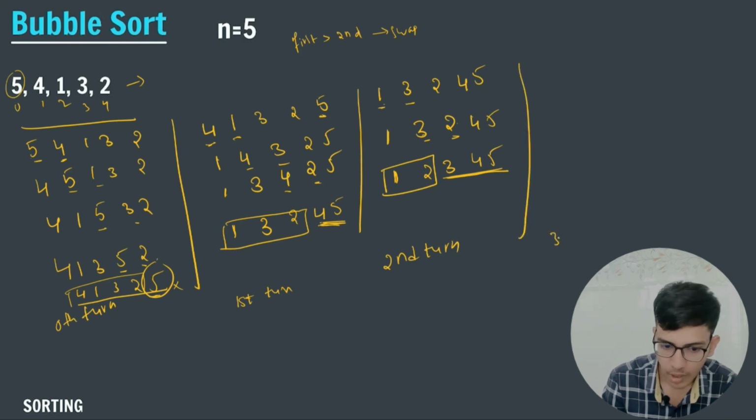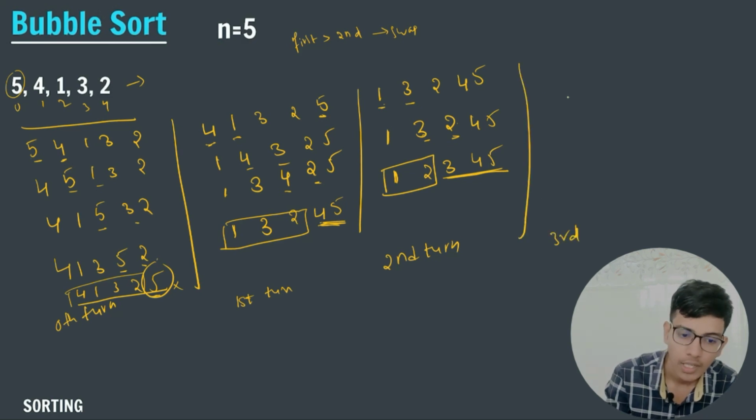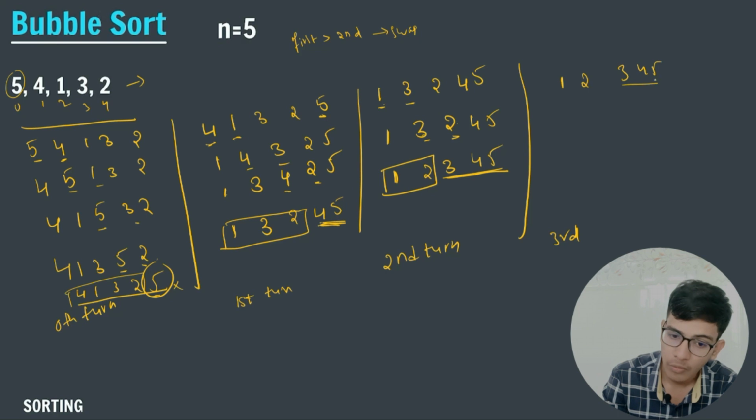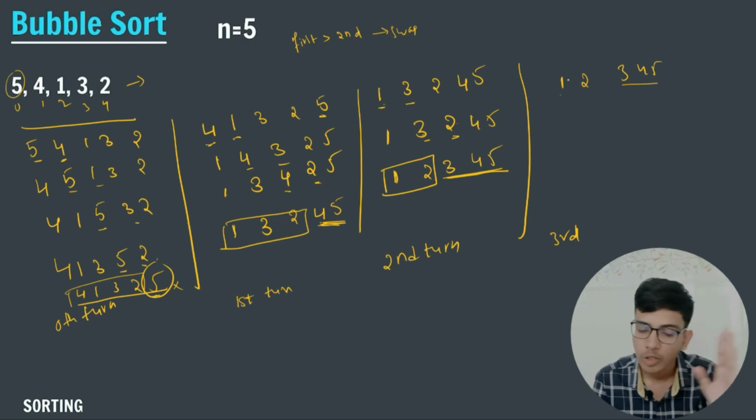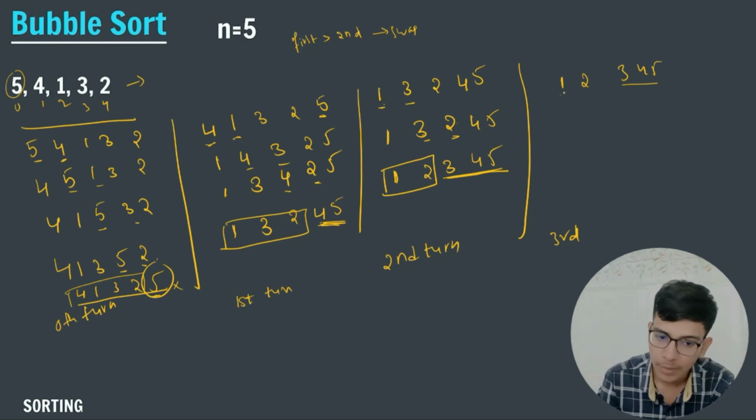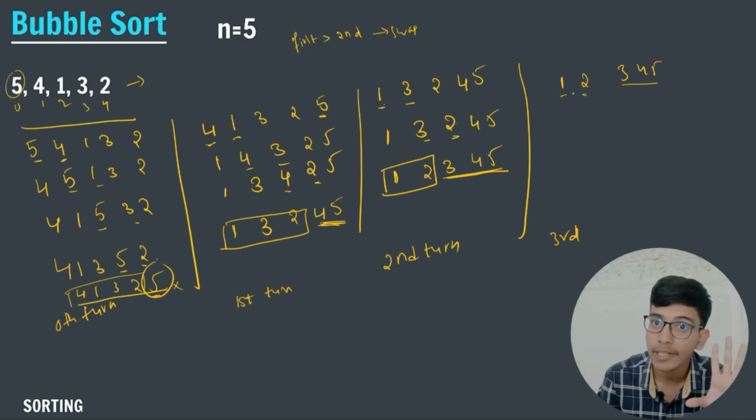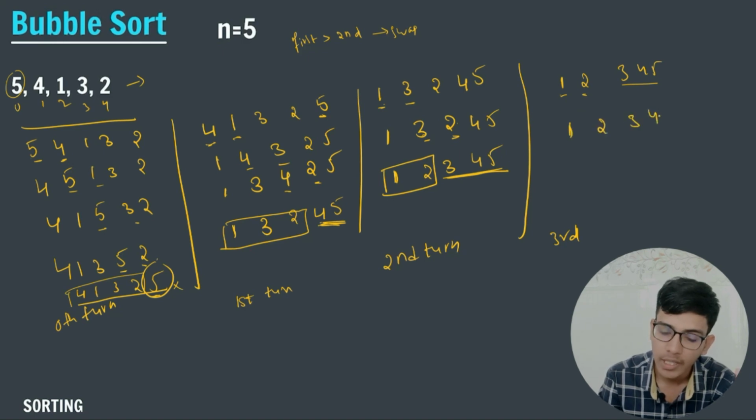So in the third turn, this is my unsorted part: 1, 2, 3, 4, 5. I don't need to check the rest. I only have to check the first element and the second element because I already sorted 3, 4, 5. So I only have to check whether my first element is greater than the second element. You can see that it is not, so no swapping will take place, and finally our array is 1, 2, 3, 4, 5.